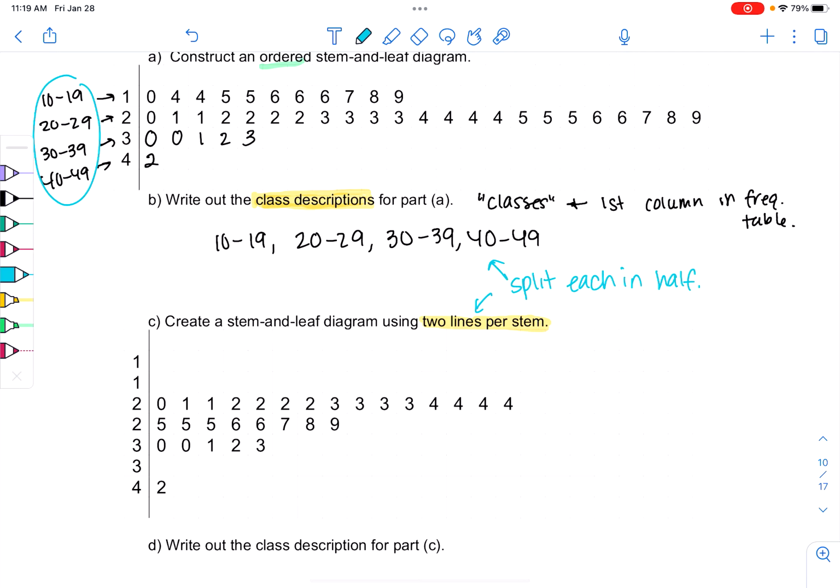And equally in half. So 10 through 19, if I want to do that equally in half, I would do 10 through 14 and then 15 through 19, because they need to be the same size. So that's 10, 11, 12, 13, 14, right? That's 5 numbers. 15, 16, 17, 18, 19. That's still 5 numbers. So that's why that's always my cutoff. So then we would do 20 through 24 and 25 through 29 and so on. So it always cuts off at the 5.